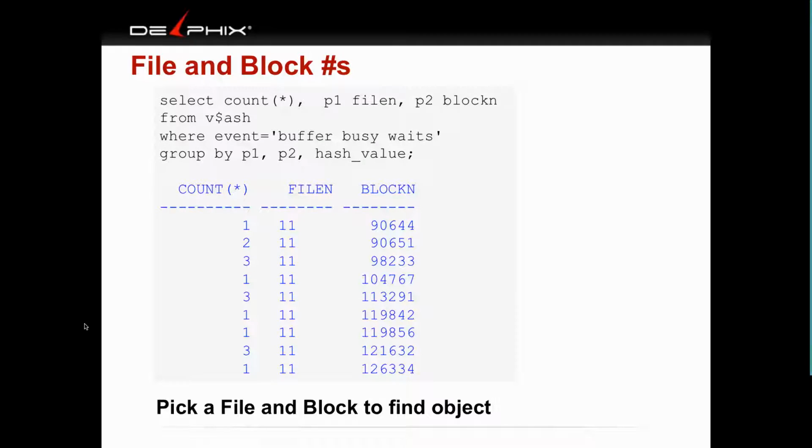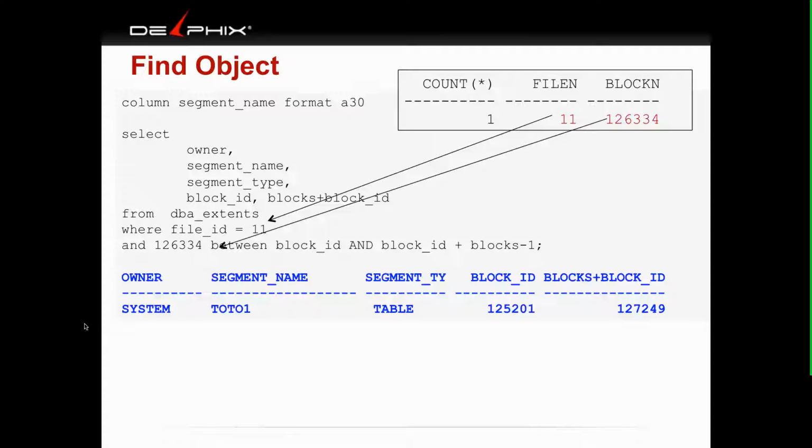Okay, next step, what else can I find out? Well, P1 and P2 are the file and block. Let's go into $ash, look at the buffer busy waits, and see what P1 and P2 are. Well, the file number is always the same file, and the block number is increasing. Well, what object is this? So let's look up the object. I'll take the file number and the block number, and I'll look up in DBA extents, where the file number equals our 11, and our block number is between block ID and block ID plus blocks. I discover my object that I'm waiting on is owned by system. The segment name is Toto1. It's the segment type table. So now I know that I'm waiting on a data block in the table Toto.